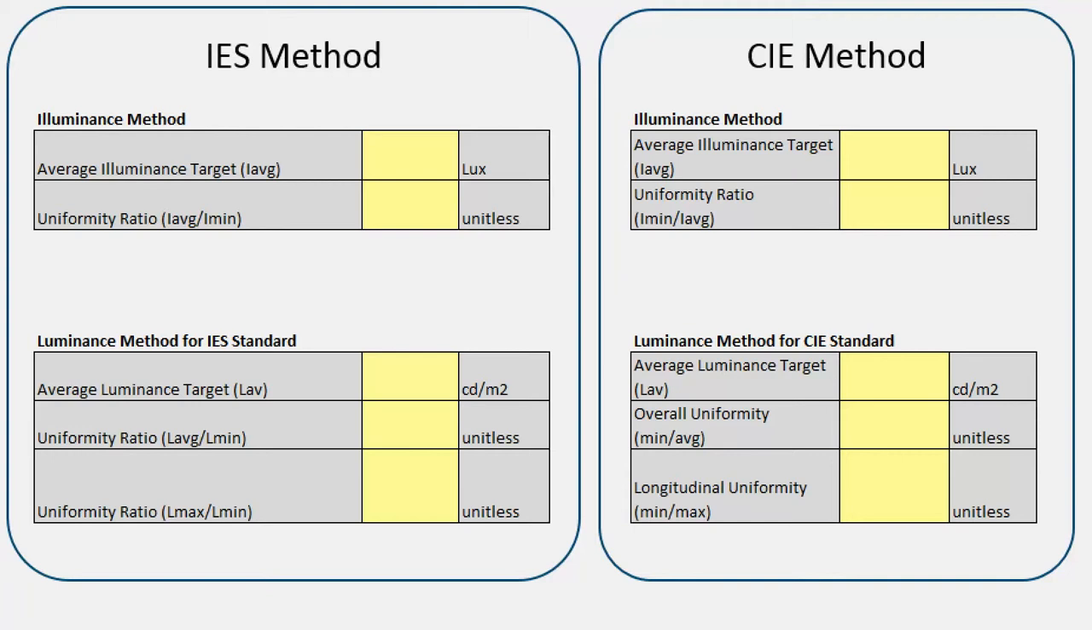We can choose to enter targets for one method or both methods, but by default, the tool calculates using both methods regardless. In addition, you can see that there's separate inputs for the IES standard assumptions and the CIE standard assumptions on the left and on the right. Again, we can choose whether to enter one or both of those.